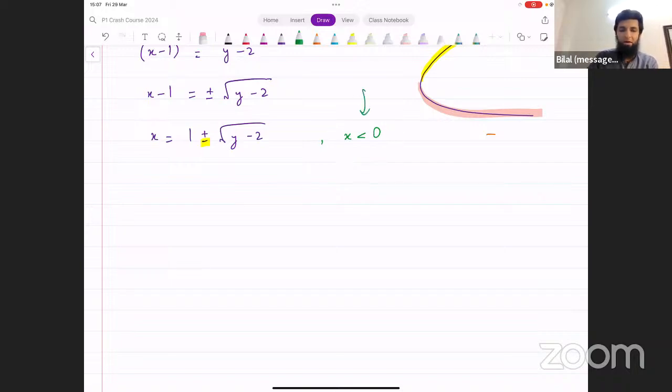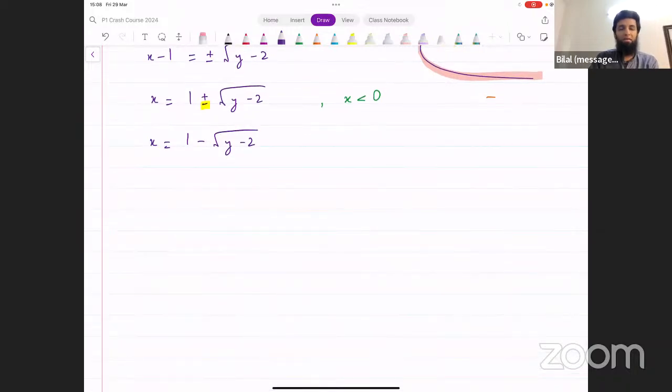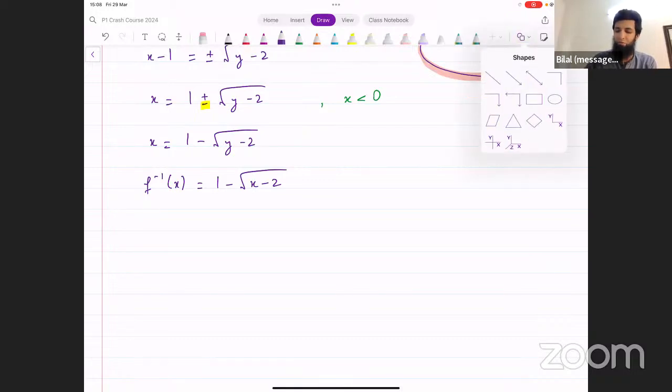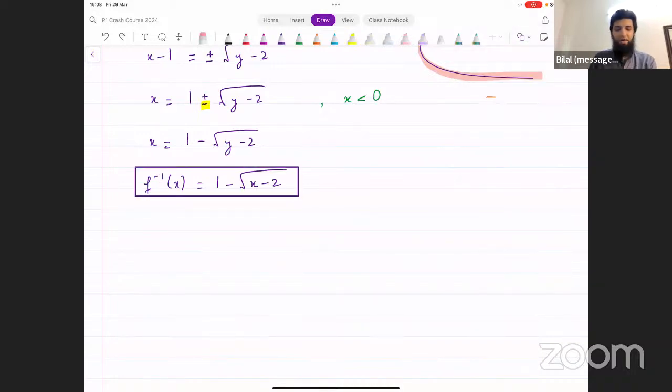So looking at the domain of the original function, which was x less than 0, we decide that we should have a negative sign here. So we would write it as x equals 1 minus square root of y minus 2. And then you do that last thing that you used to do, replace x with f inverse of x. And on the right side, in place of y, you have x. This is what the inverse function turns out to be. F inverse of x is equal to 1 minus square root of x minus 2. This is the process for finding inverse of quadratic functions.